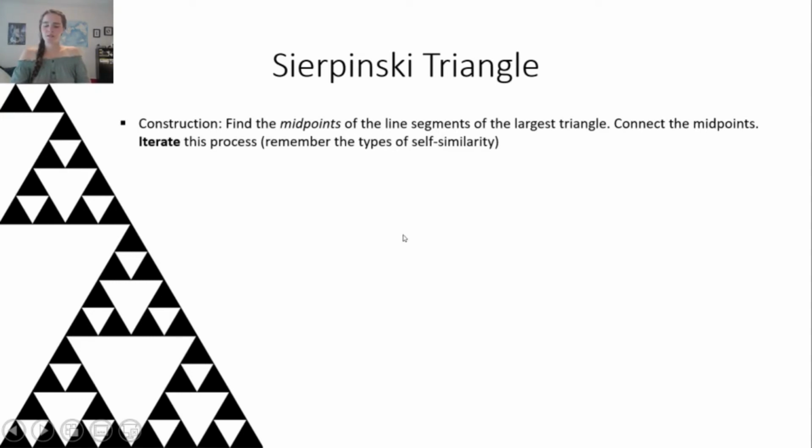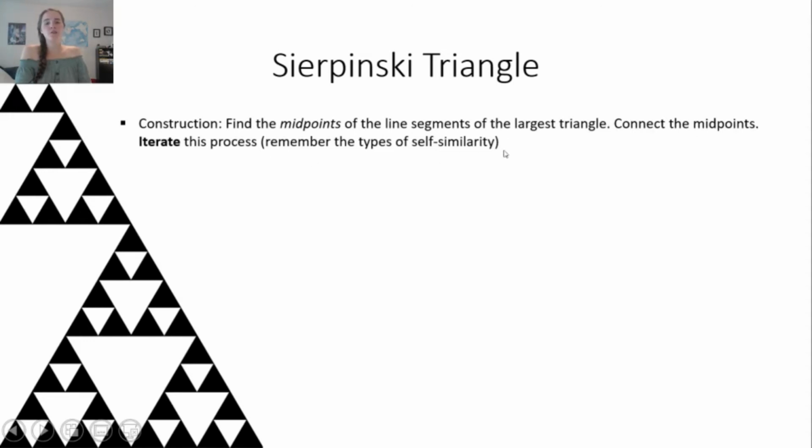So we did one construction of the Sierpinski triangle just now, where you are creating 3 copies of itself and stacking them on top. And then we also saw how you can construct it with the chaos game, which works if you run the chaos game an infinite amount of times. That will create the Sierpinski triangle. But then you can also do it this way. You find the midpoints of the line segments of the largest triangle, and then you connect the midpoints, and then you iterate it over and over again.